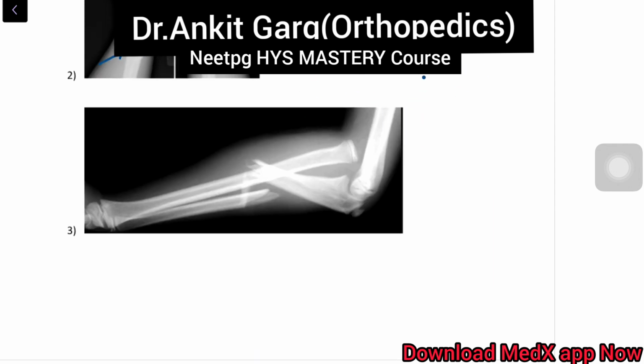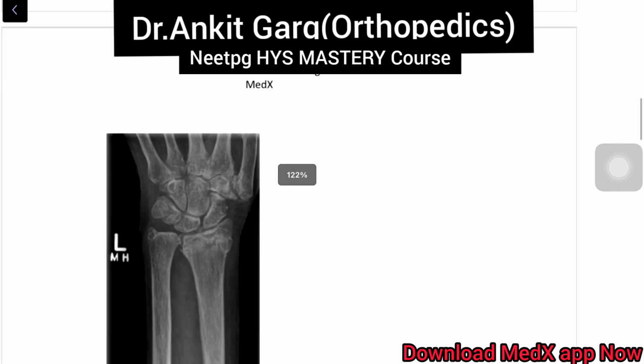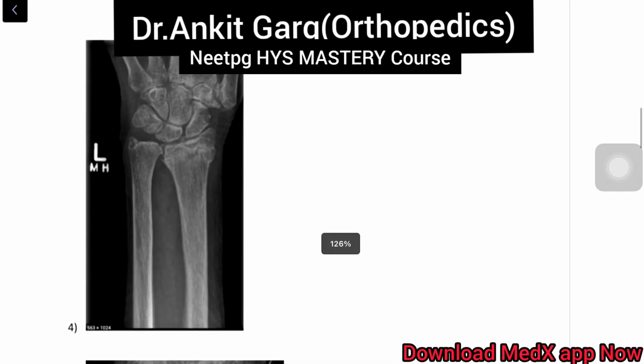The third question is just the opposite of the Galeazzi fracture, where we have a proximal 1/3 ulna fracture along with radial head dislocation. So it's a Monteggia fracture. Now, when we come to the fourth question, it's a bit of a tricky one.